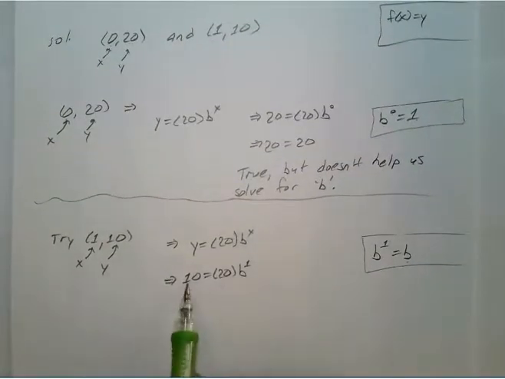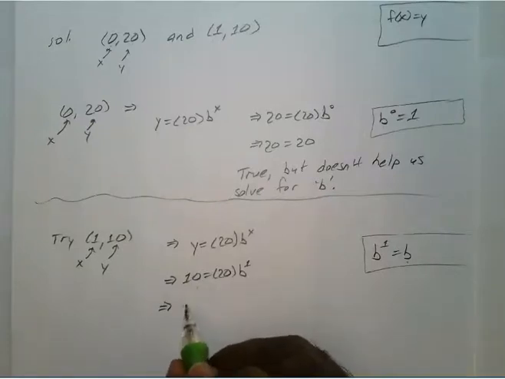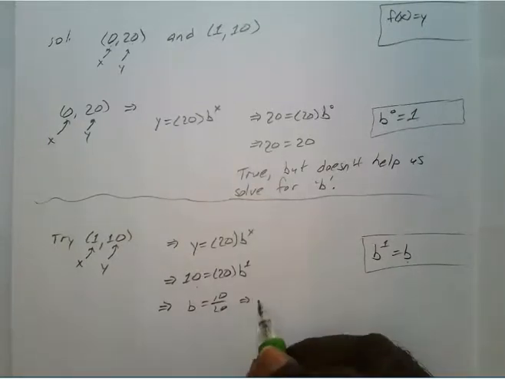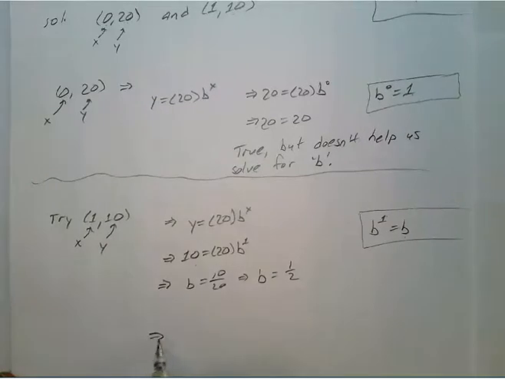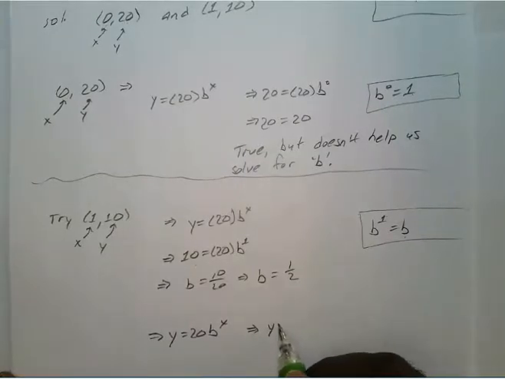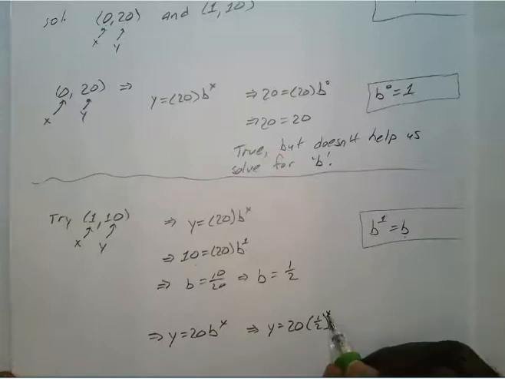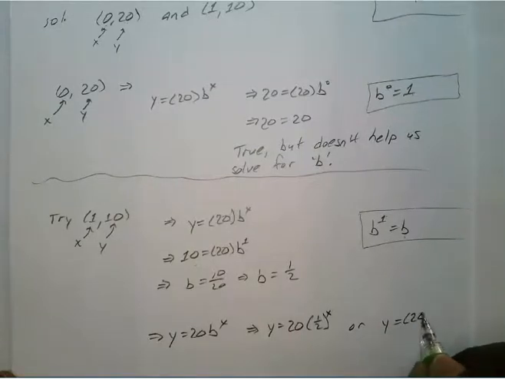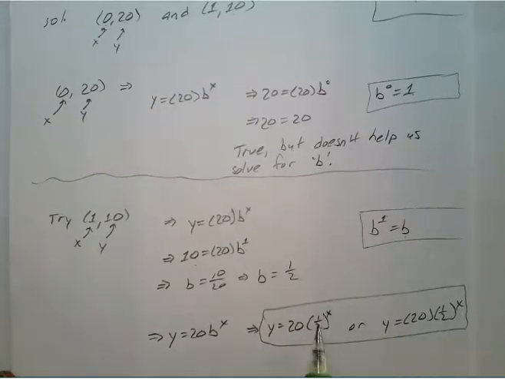Okay, so if we divide both sides by 20, we get b is equal to 10 over 20, or 10 divided by 20 equals b. Doesn't matter which way you write it. Which means if we simplify that, our b is equal to 1/2. So that means our y equals 20 times b to the power of x becomes y equals 20 times 1/2 to the power of x. Either way, as long as you know that power of x goes next to the 1/2.